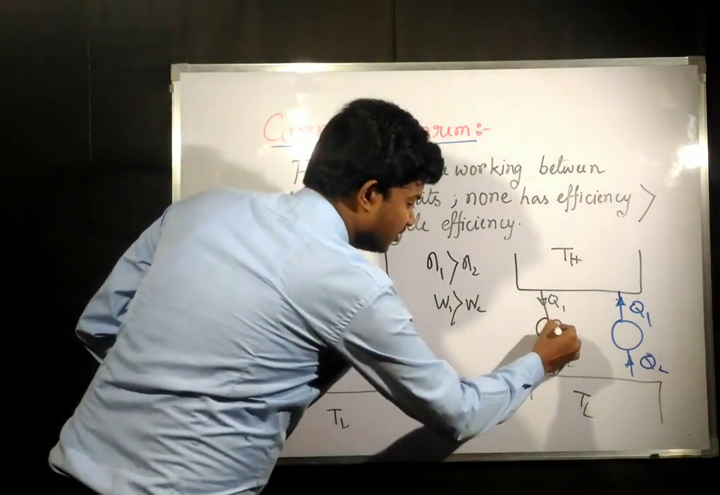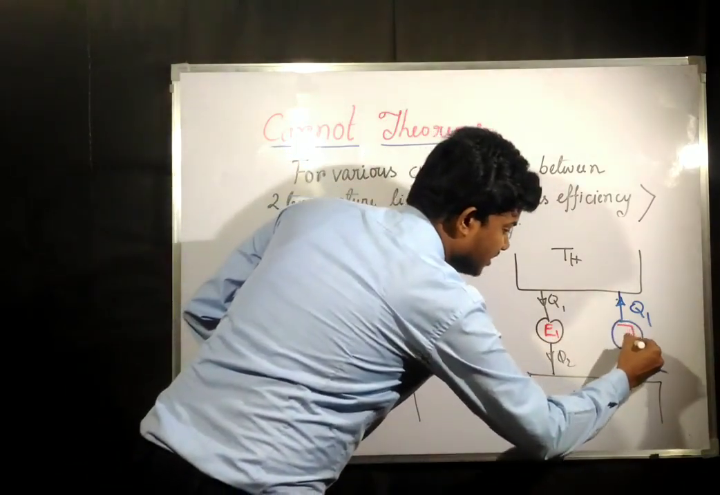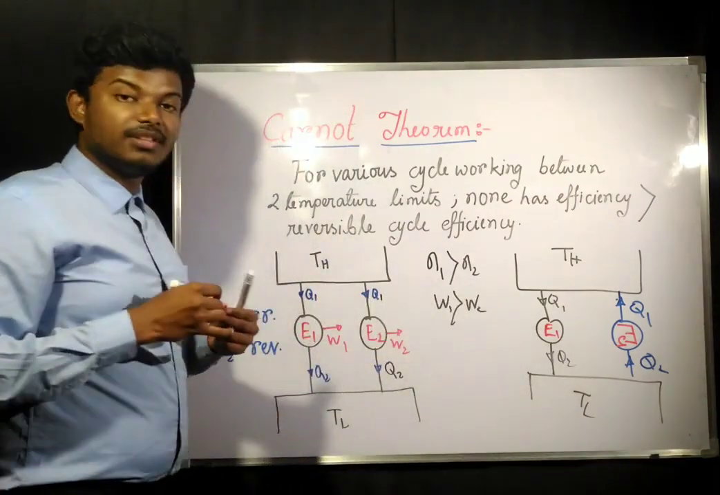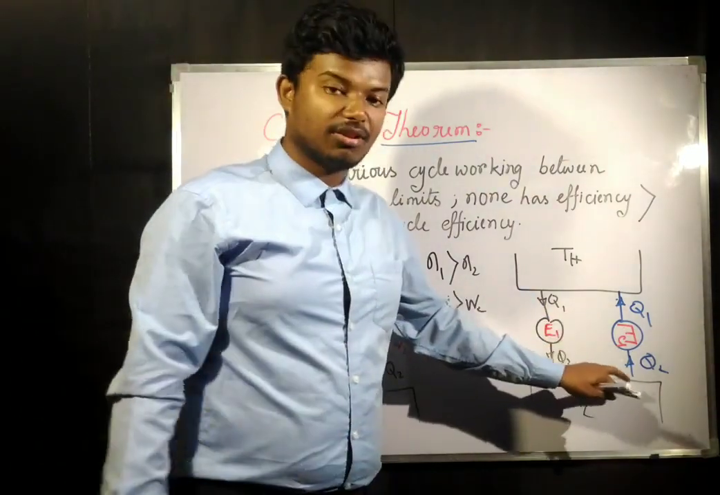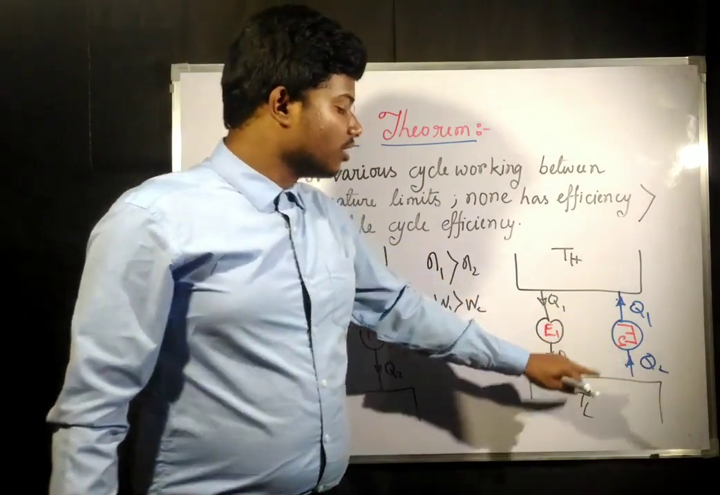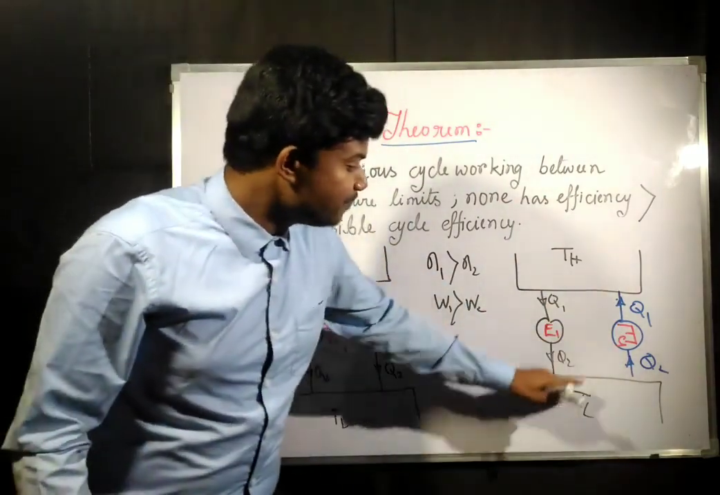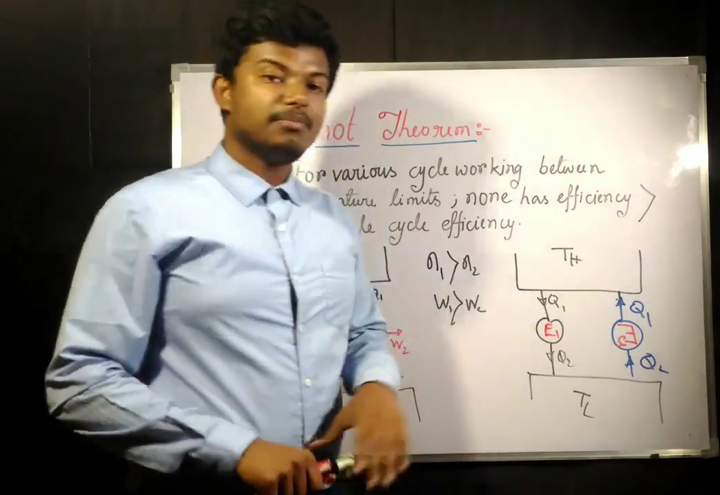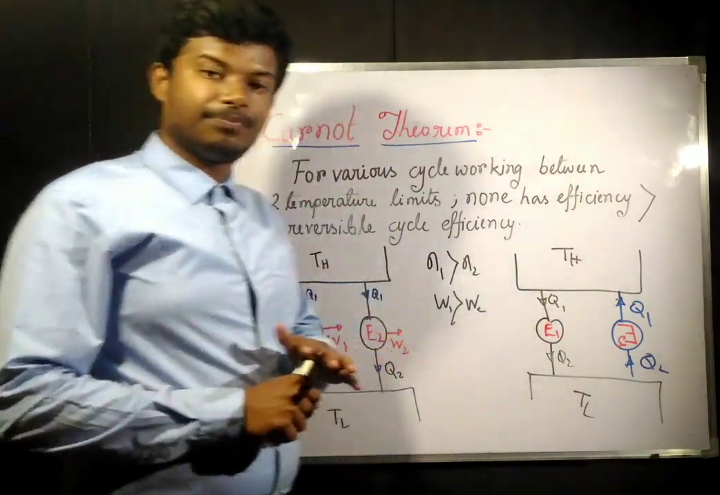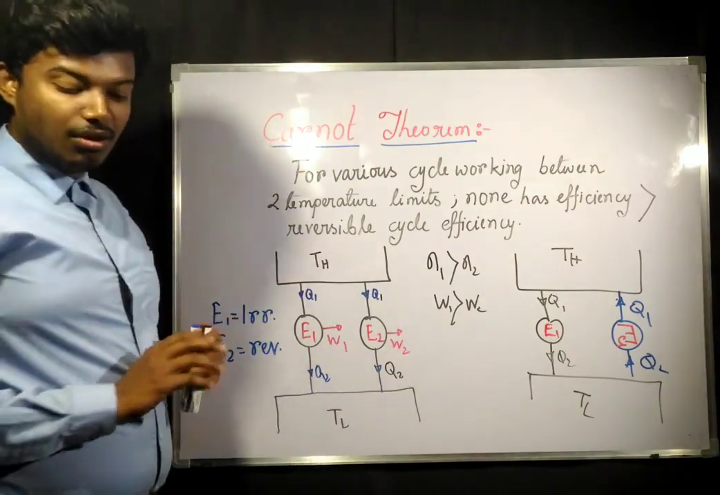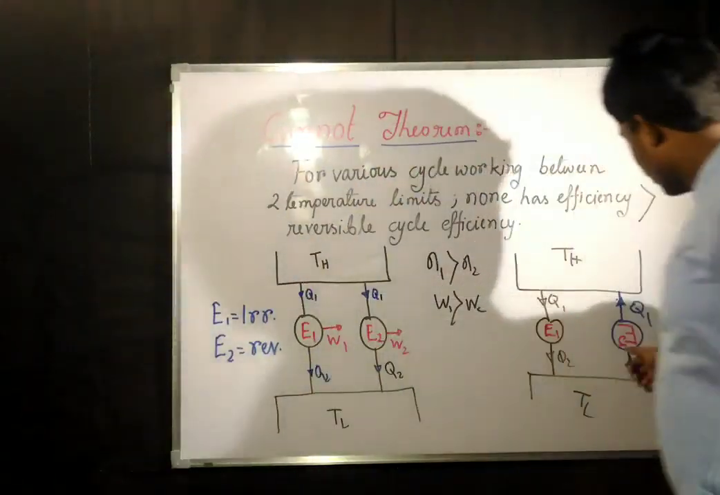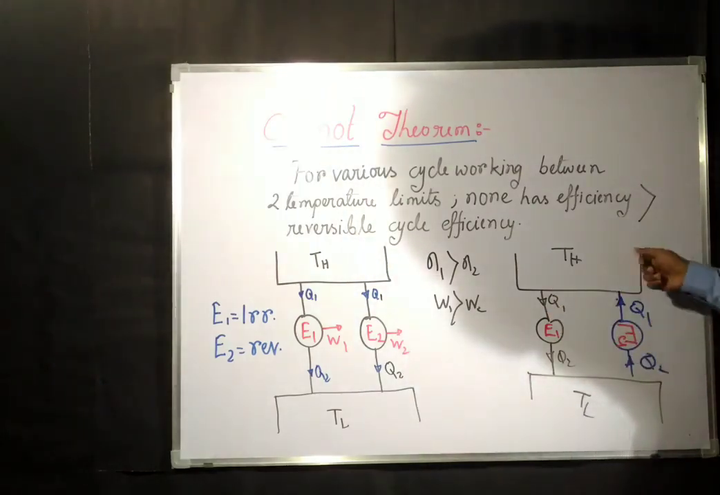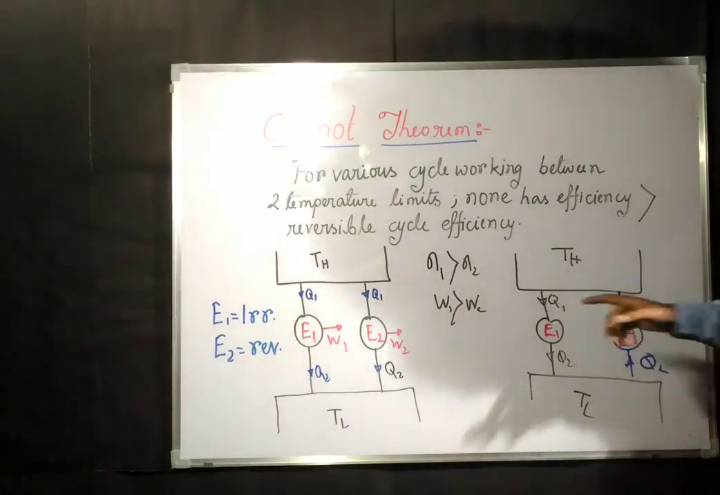So let us suppose this is engine 1 and this E is written in a reverse way. This was engine 2 and this is engine 2 in a reverse manner. So now this will take Q2 amount of heat from the same temperature sink, and this will give Q1 to the same temperature source. Okay, this is reversed. Now what happens? This is giving Q1 amount of heat. This is taking Q1 amount of heat.